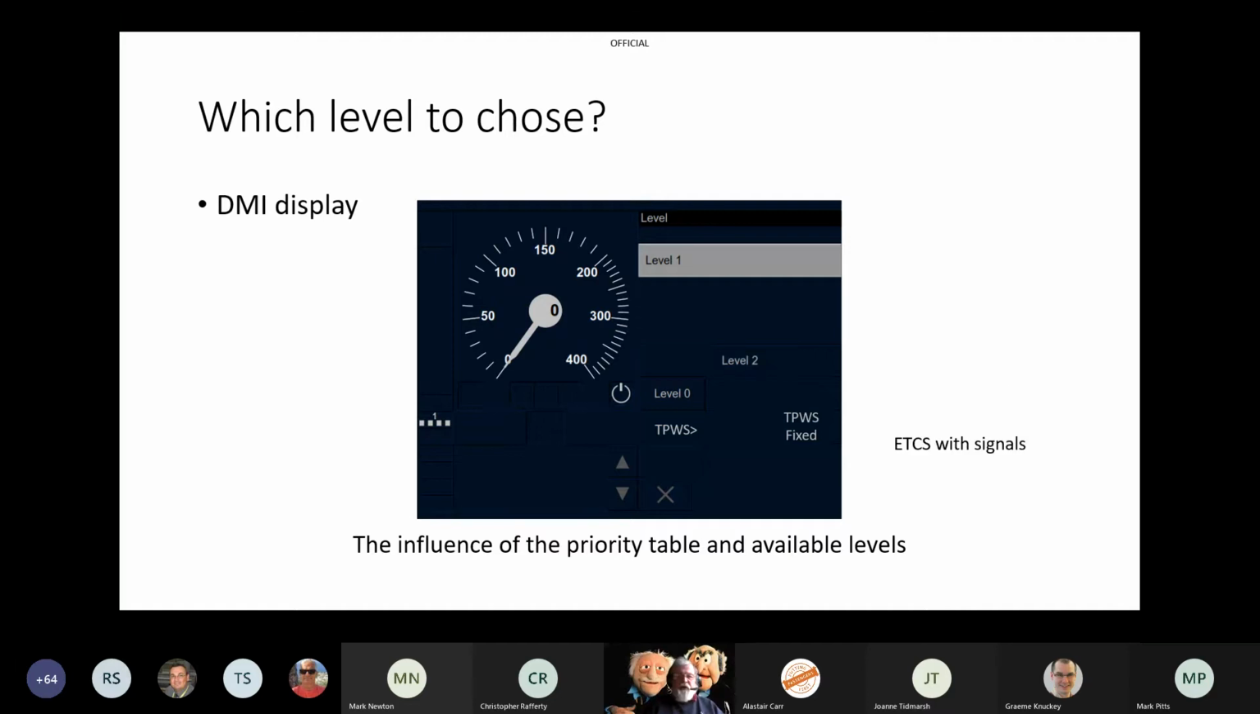If, however, you're in an ETCS with signals area, then level 2 would also be available. The driver can now choose potentially to select level 2, TPWS fixed, and depending on the priority table, may also be able to select TPWS. Exactly what appears depends on your trackside configuration and what's available in the train.